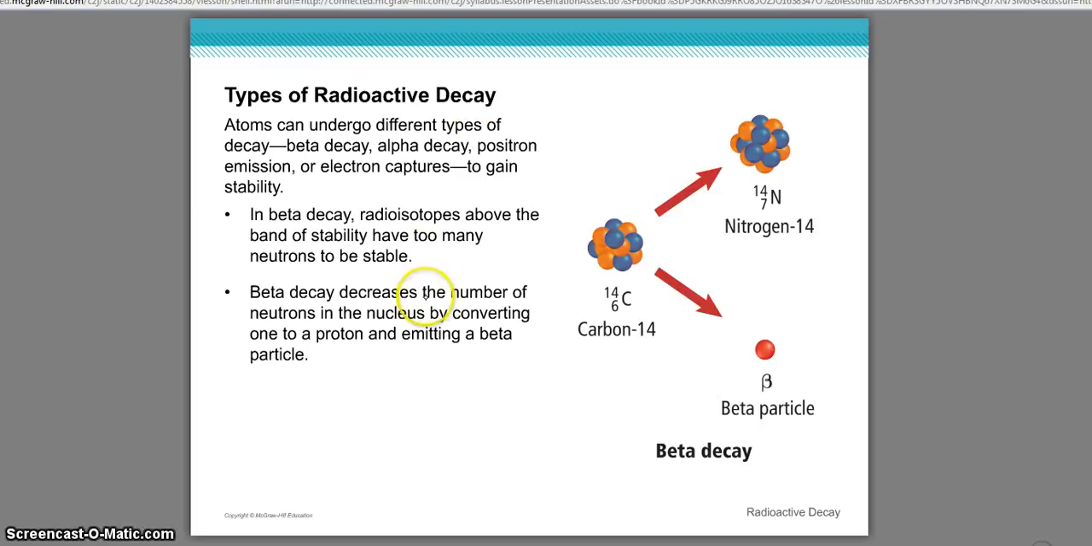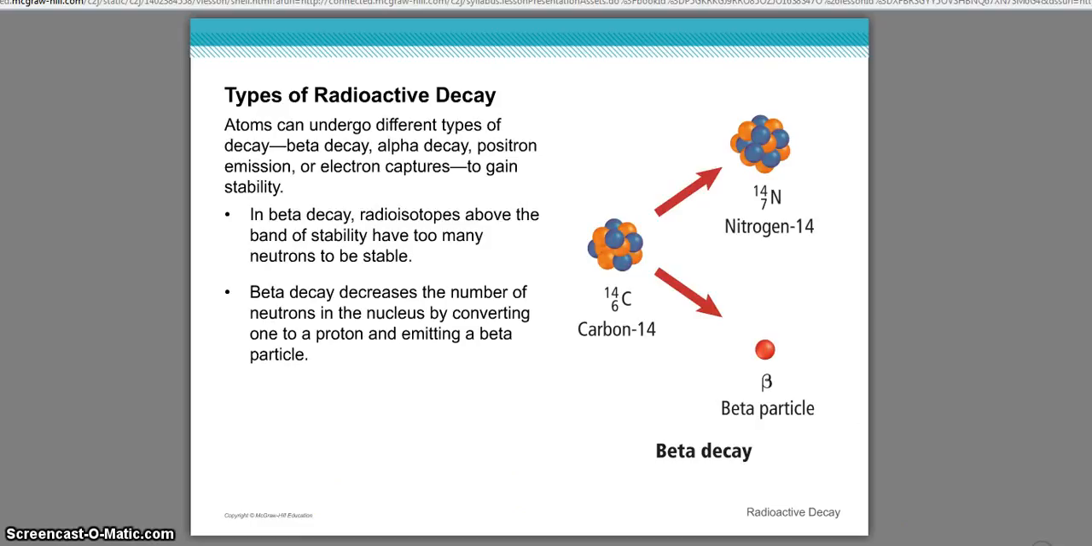So let's look at our first example. If an atom has too many neutrons compared to protons, it's going to give off a beta particle. And what happens is a neutron is converted into a proton, and then the beta particle is given off. So here you can see we have carbon-14. It gives off a beta particle, and it went from having 6 protons to 7. But the total mass number stayed the same. So it converted a neutron into a proton to get back to that stable ratio.